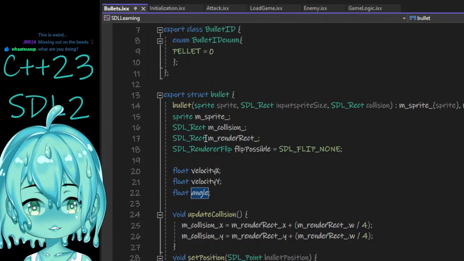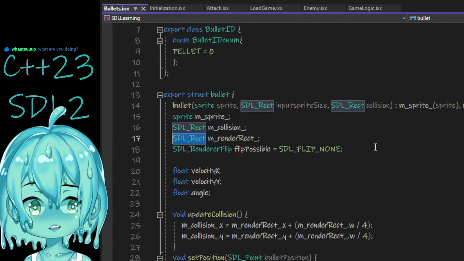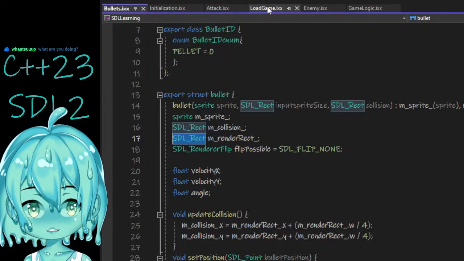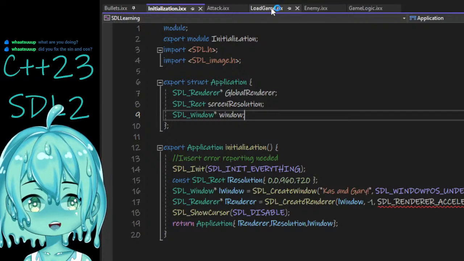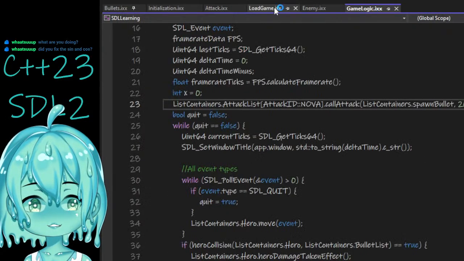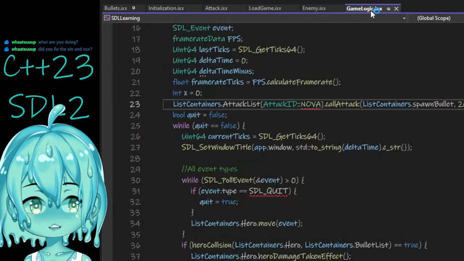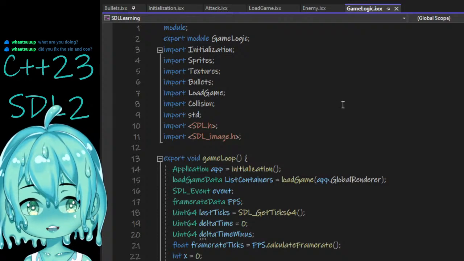Everything is fine, but we're gonna recreate SDL rect and replace all SDL rects in the program with the new function. That's what we're gonna do right now. I think this is gonna go under initialization, right? But everywhere is gonna take this. I don't wanna make it a global though. I could put it under game logic, which imports everything.